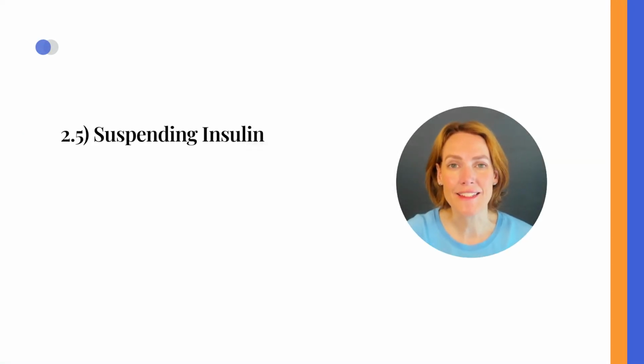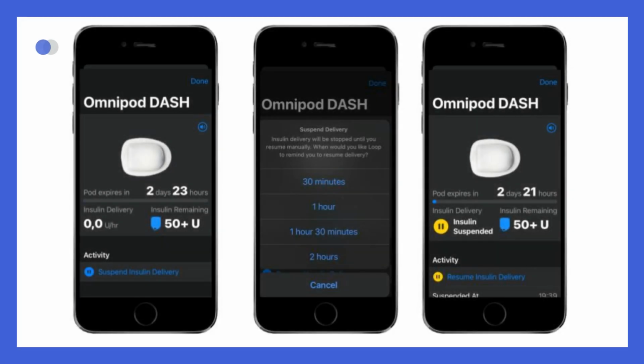2.5. Suspending insulin. If you need to temporarily stop the insulin delivery, such as during exercise to avoid the risk of hypoglycemia, you can go to your pump screen by tapping the pump icons on the home screen or via the settings. From there, you can choose the option to suspend insulin delivery for a duration ranging from 30 minutes to 2 hours. This will temporarily suspend the insulin delivery from the pump. Here you can also resume insulin delivery.